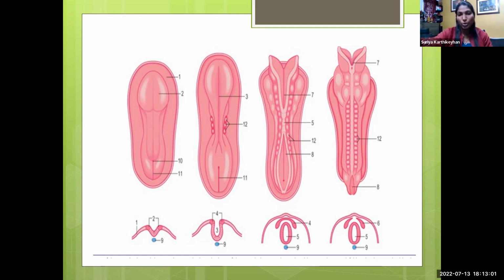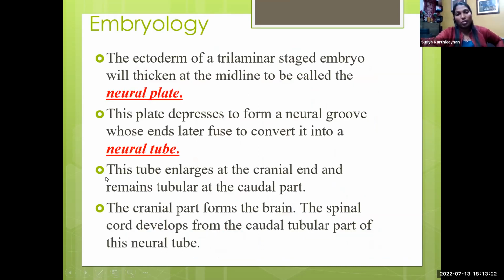What is gastrulation, what is neurulation, how the neural tube is formed, how neural folds are formed, and then what happens to the cranial end and what happens to the caudal end. So we have got the answer: the cranial end is going to form the future brain, and then the caudal end is going to form the spinal cord. And then at the cranial end, the neuropore closes by the 25th day, and at the caudal end, the neuropore closes by the 28th day. Okay, so that's what is given here.